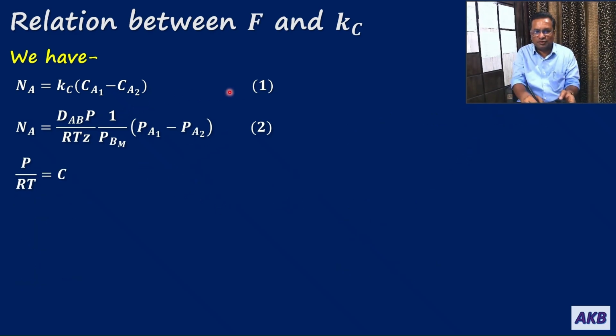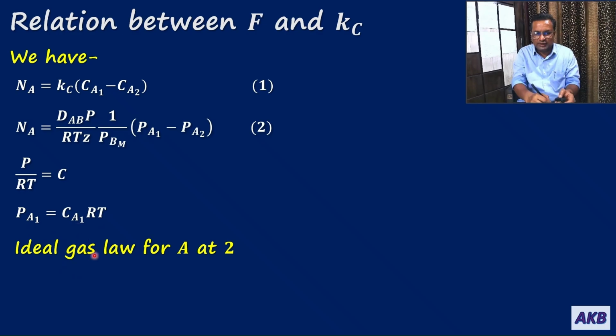So till now we have got equation 1, then equation 2. C, the total concentration, is P upon RT. So P upon RT in this equation we are going to replace with the total molar concentration. Then we got the equation for PA1 when we applied the ideal gas law for A at 1. So PA1 is CA1 into RT. Therefore, now let us use the ideal gas law for A at 2.